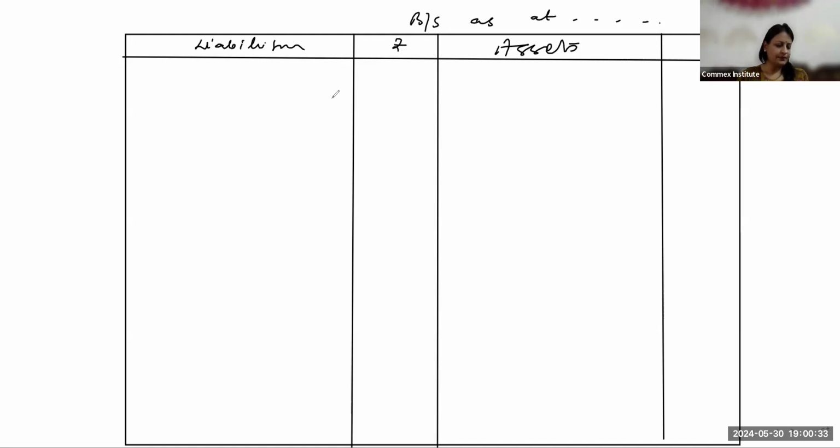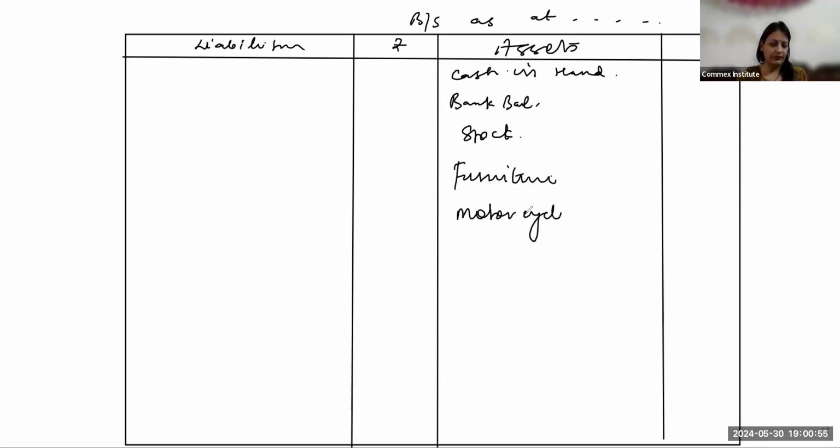So on the asset side, we have the cash in hand, the bank balance. Then we have the stock, and we have the furniture, and we have the motorcycle. Okay, so cash in hand is 34,500. Bank balance is 10,000. Stock is 20,000. Furniture is 5,000. And the motorbike is 20,000.